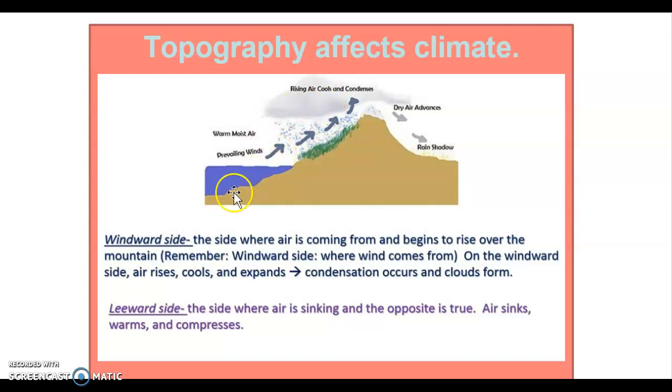The opposite of the windward side is the leeward side in here. This is the side where air is sinking. So air sinks, warms, and compresses. So this area here has a dry climate, simply because there's no body of water in here, and this is also where dry air advances coming from this area. So you will notice that this area has a dry climate.